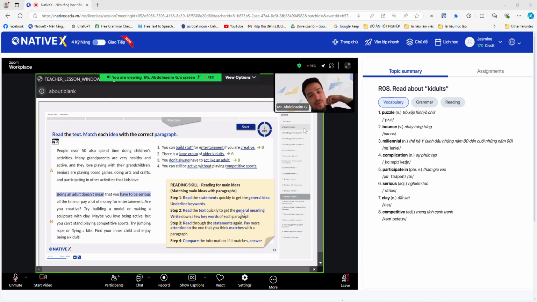And Miss Jasmine, number 4. The keywords in this paragraph are can't stand playing competitive sports, try jumping rope, flying a kite. So number 4, my answer is B. Yes, that's correct. So the answers are B, A, B, B. Thank you very much. Your answers are correct.